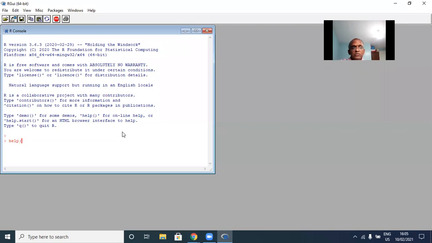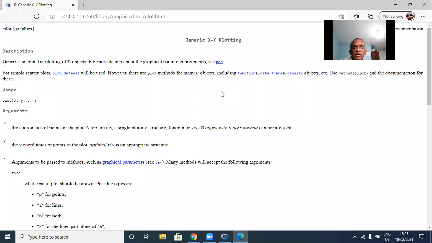The first thing is how to use help. If you want help on any particular function in R, you can type help, open bracket, and then say, for example, plot. Plot is a function in R. That will show you how to use the command plot in R. Right, so this window tells you how to use the command plot in R.